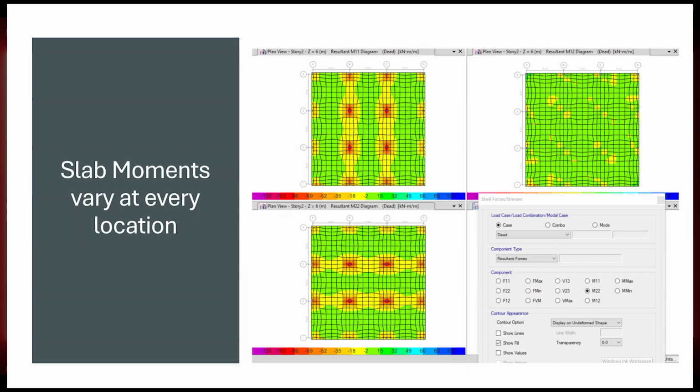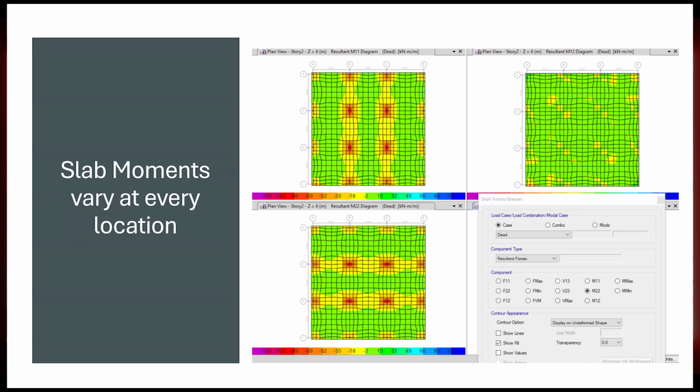Any two directions, arbitrary, not XY, in whichever is the local axis of the shell element. So it's based on that. And then the third moment is going to be M12, which is torsion. So we are always going to have 3 bending moments in the slab system, no matter how we do that: M11, one direction, M22, second direction, and M12, the torsion.